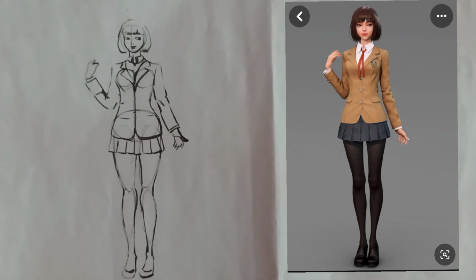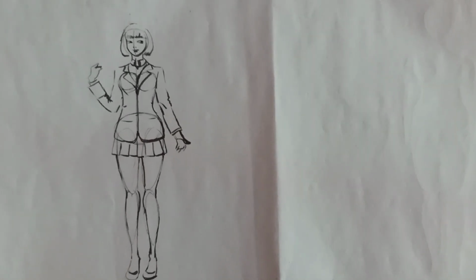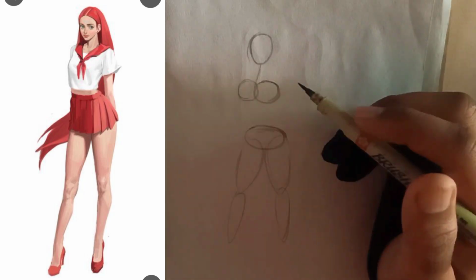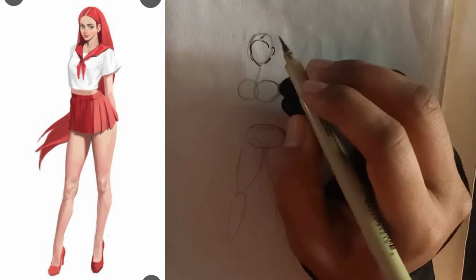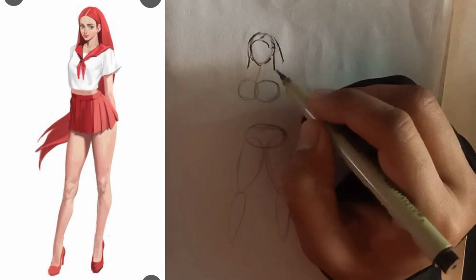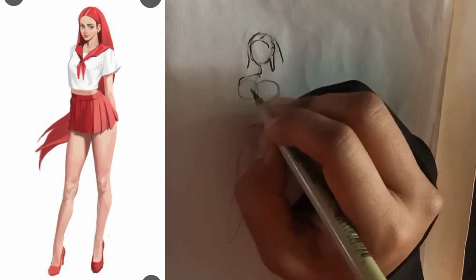See, we get our drawing. Let's take another reference. So we already have the shapes. Now let's join them to complete our female drawing.